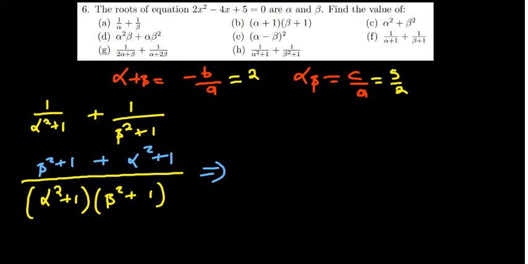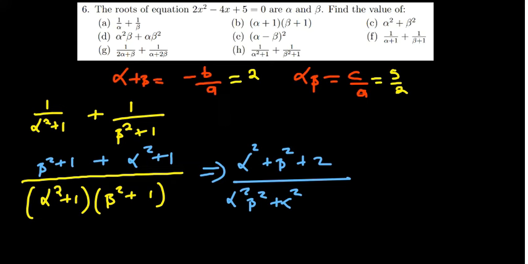So we have alpha squared plus beta squared on top, plus 2. Denominator, alpha squared times beta squared will give us alpha squared beta squared, alpha squared times 1, alpha squared, and then beta squared plus 1. So I believe this is easy and has already been simplified.